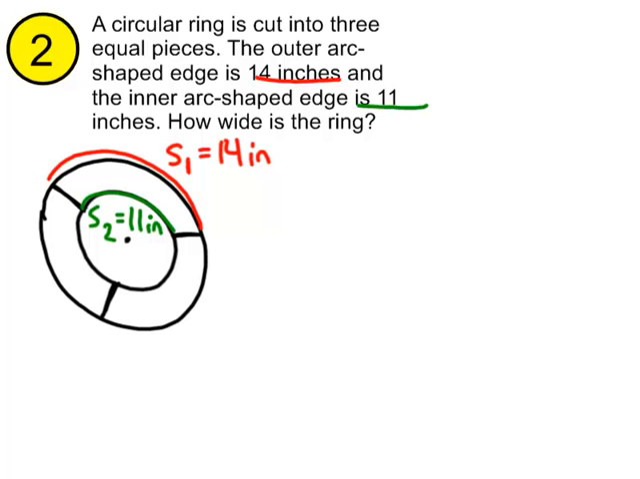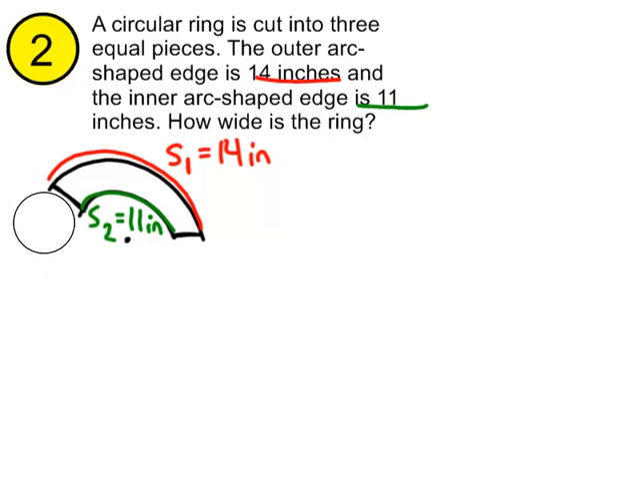Notice that since this ring is cut into 3 equal shapes, we can figure out what theta is. Now, my drawing's getting a little bit messy here, and in fact, I feel like I'll go ahead and just erase some of the clutter. I really only need to focus on one piece, right? And I'll notice that both of those arcs, the outer and the inner arc, both have the same central angle.